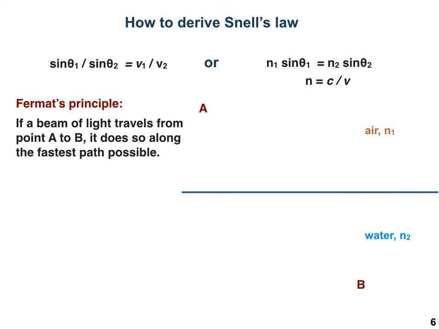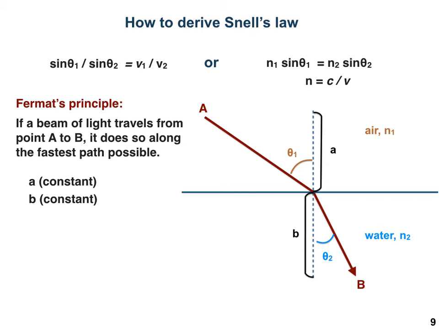And now, how do we derive Snell's law? There are several ways we can do that. One way is by using Fermat's principle. Fermat's principle tells us that if a beam of light travels from point A to B, it does so along the fastest path possible. So imagine there's only one medium, the light will travel along a straight line because that's the shortest route. However, now we have air and water, and light travels faster in air and slower in water. What will happen is that the light will stay in air longer than in water, like this, and eventually find a best point such that the total time will be the shortest.